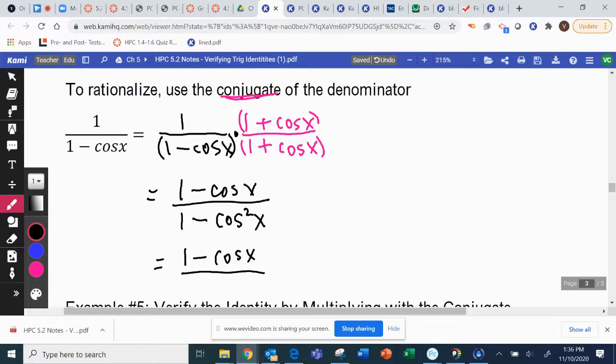Somebody volunteer, so that can be your turn. I have no idea. Sorry about that. It's 1 plus cosine x on top. I just wrote it wrong. Jack. Yes.